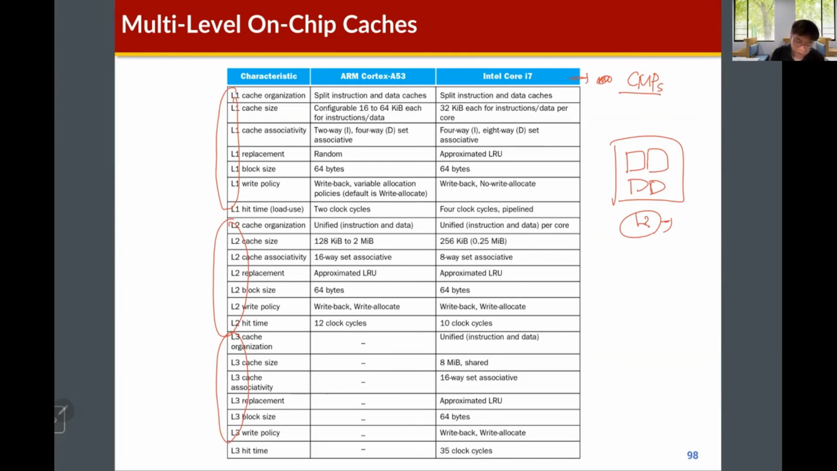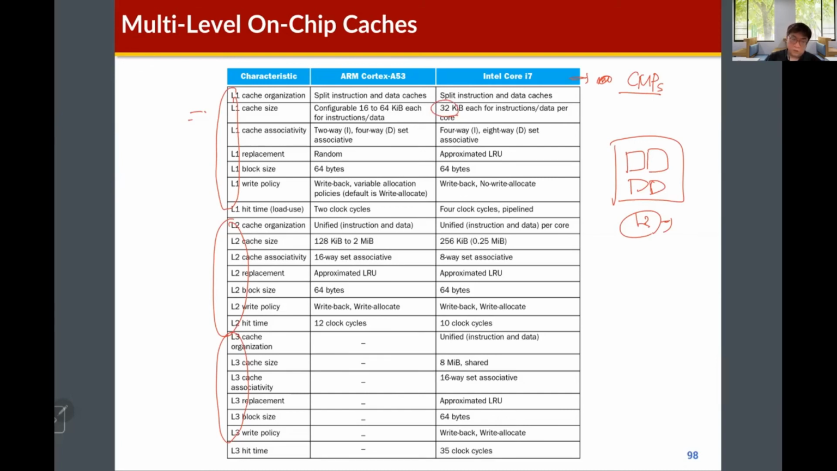If we look at the ARM Cortex-A53, for the level 1 cache, the instruction cache and data cache are split. It's the same in the Core i7: the instruction cache and data cache are split in order to avoid structure hazards, right? You can find the cache size here. You can configure the size of the level 1 cache of the ARM Cortex-A53 from 16 to 64 kilobytes, and here it's 32 kilobytes.